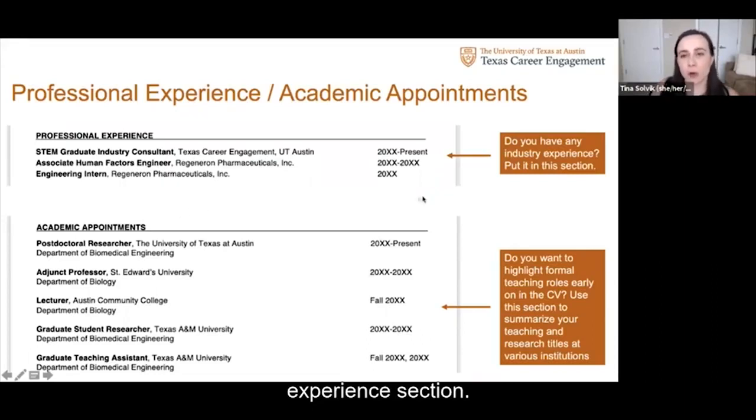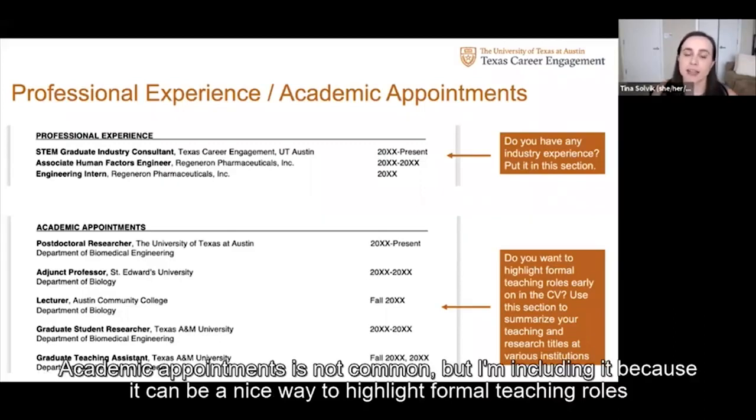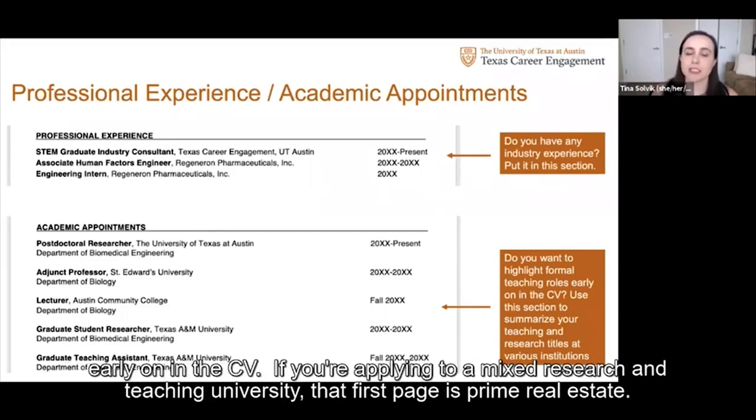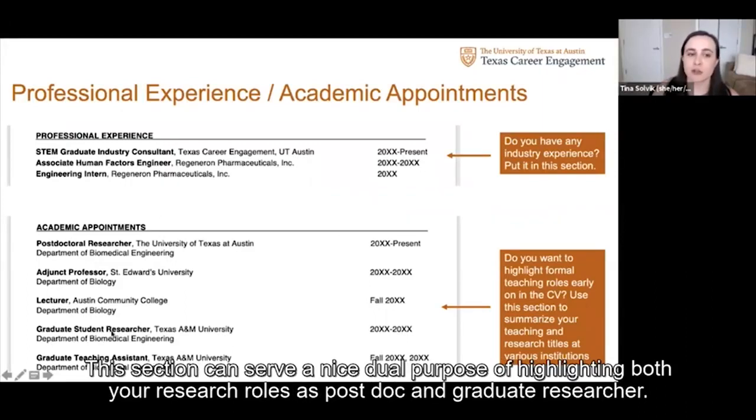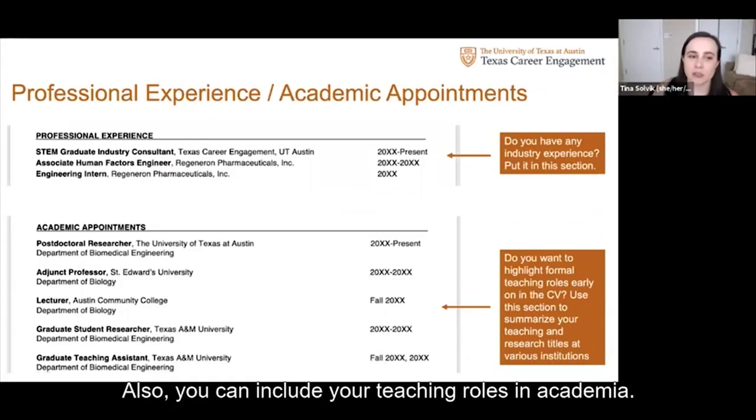And then academic appointments is not an incredibly common section, but I'm including it because it can be a nice way to highlight formal teaching roles early on in the CV. So if you're applying to a mixed research and teaching university, that first page is prime real estate. So this section can serve a nice dual purpose of highlighting both your research roles as a postdoc and a graduate student researcher, but also you can include your teaching roles in academia.